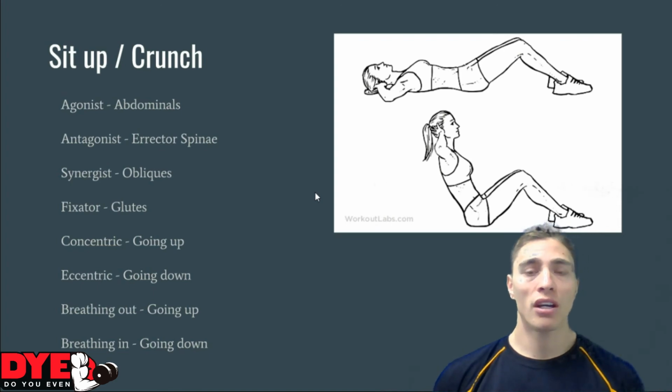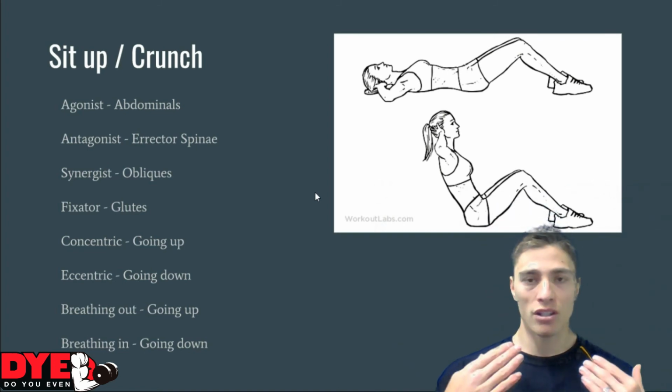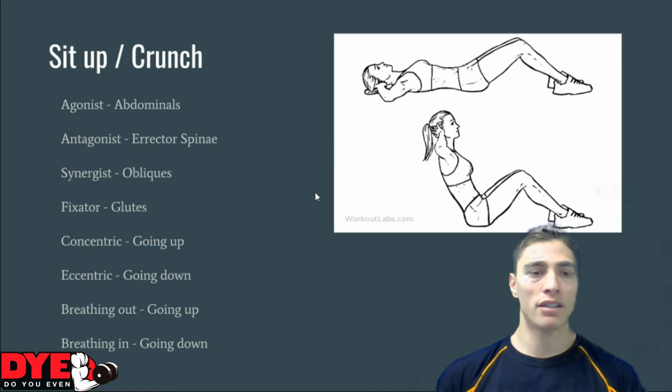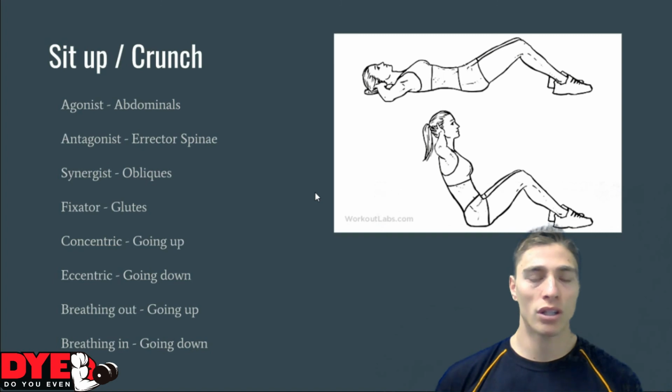Fixator, glutes. Why glutes? Because they actually hold you in place in your start position, and enable you to come up. Concentric going up, eccentric going down, breathing out as you're going up, in as you are going down.